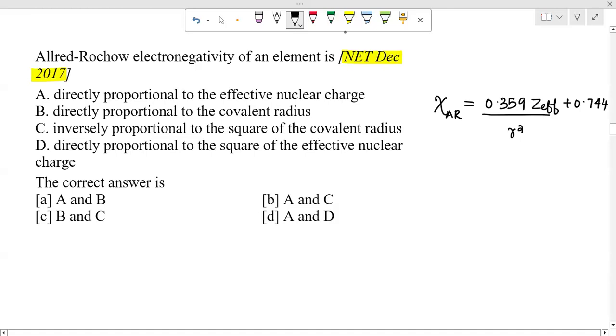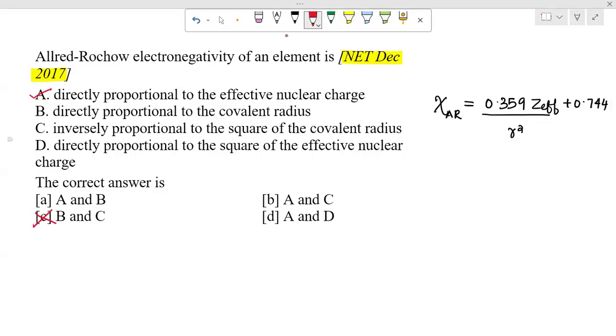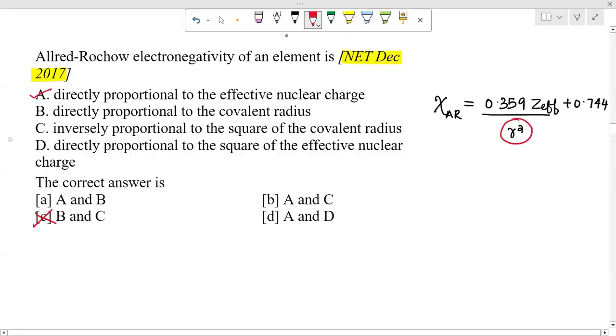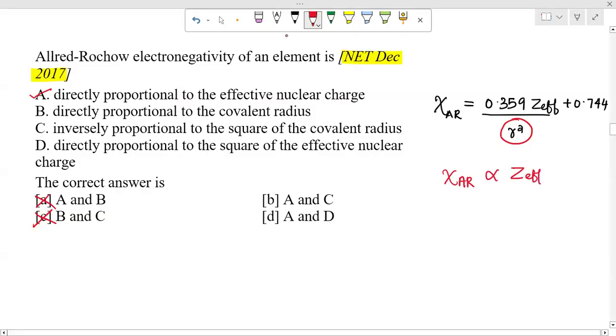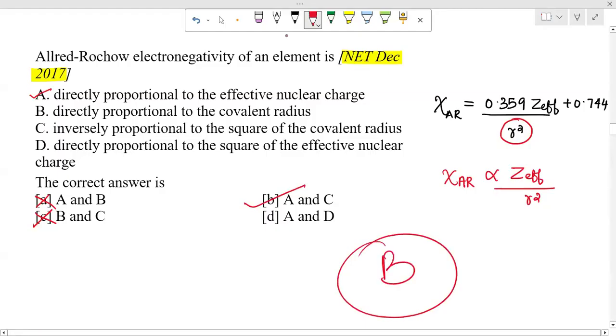So let's look at the options. Directly proportional to the effective nuclear charge? Yes, that means A is true. If A is true, it's not option C. It's either A, B or D. Next, directly proportional to the covalent radius? No, it is inversely proportional to the square of the radius, so B is wrong. C, inversely proportional to the square of the covalent radius? Yes, that is true. So Allred-Rochow electronegativity is directly proportional to Z effective and inversely proportional to r square. Option B is the correct answer.